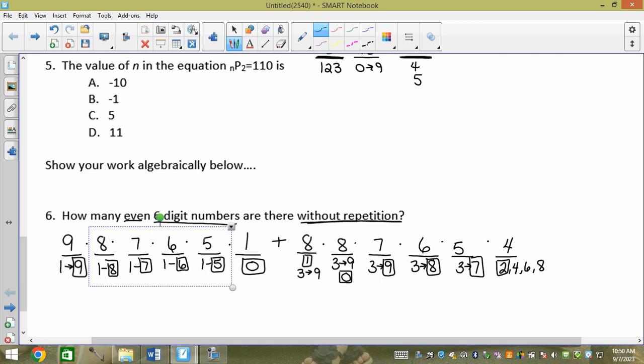I have 9, 8, 7, 6, 5, 0. A 6-digit even number, not repeating. Would that be an actual example of a 6-digit number not repeating, ending in an even? 9, 8, 7, 6, 5, 0? Yeah. Would this be an example? 1, 0, 9, 8, 7, 2.